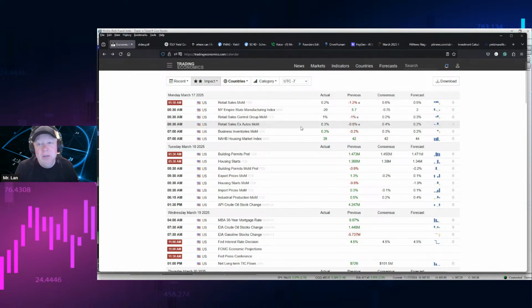Retail sales not including automobiles, 0.2, it's up 0.3. So the forecast is 0.2, up 0.3. And business inventories, 0.2 to 0.3. Now, I don't know necessarily, this is kind of one of those things where you're like, well, business inventories are up. Does that mean more inventory is not being sold, or does that mean they're manufacturing more and putting more into the inventory in anticipation that we're going to get more sales?